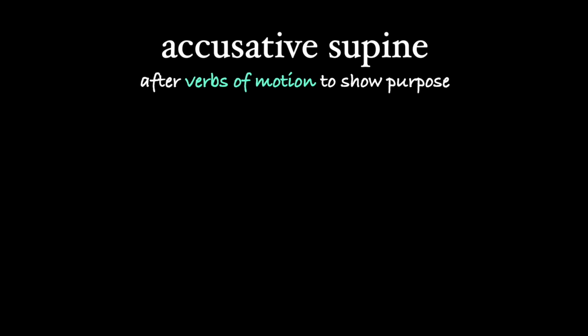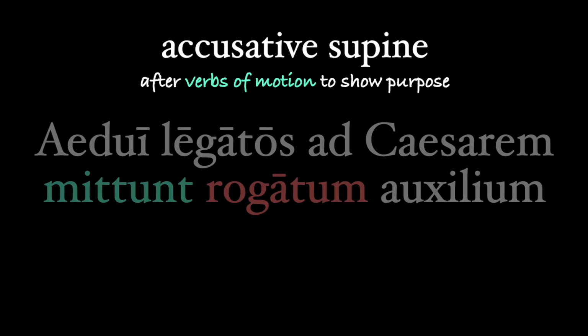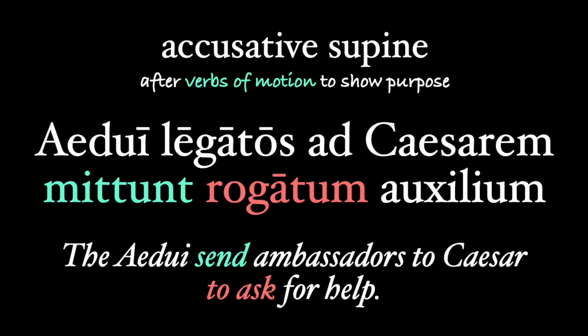This supine can take a direct object, a dative, a noun clause, anything that a verb can take. So we see in Caesar, Aedui legatos ad Caesarem mittunt rogatum auxilium. The Aedui send ambassadors to Caesar to ask for help. Our supine is rogatum, the verb of motion is mittunt, and auxilium is our accusative object of the supine.